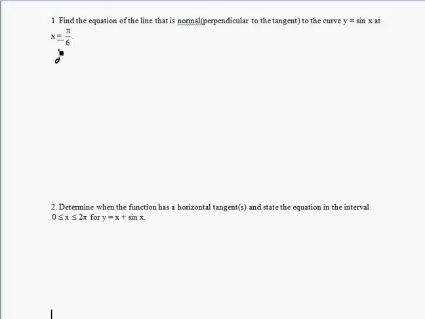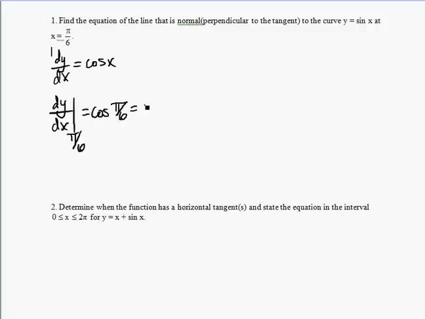So for a slope value we'll take the derivative of sine, which is equal to cosine of x. So therefore our derivative at pi over 6 is cos of pi over 6, which is radical 3 over 2. Y of pi over 6 is the sine of pi over 6, which is a half.